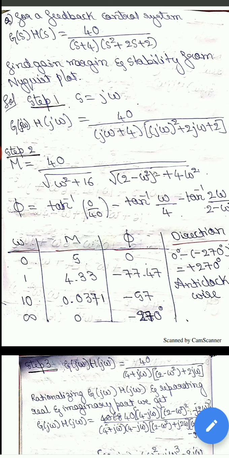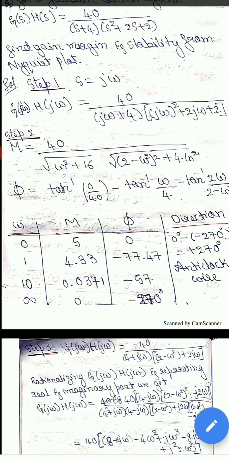Omega is equal to 1. If you substitute omega 1, then you'll get magnitude is equal to 4.33 and phase angle is equal to minus 77.47. If we substitute omega 10, you'll get magnitude is equal to 0.0371. Next, phase angle is equal to minus 57. Next, for infinity, you'll get magnitude is 0 and phase angle is minus 270.